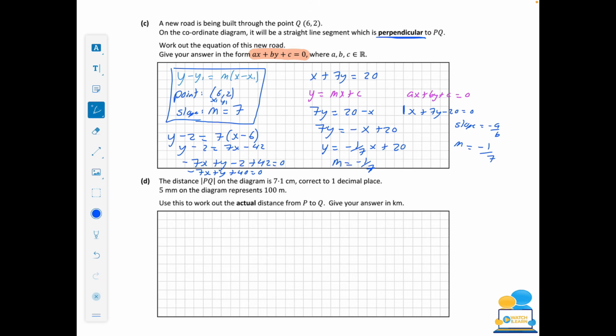So they can either ask it in the form y is equal to mx plus c, or in the form ax plus by plus c is equal to 0. Just make sure when you find the equation of your line, you go back up and read the question. Did it give you any criteria? Because you'd be losing the last couple of marks after all.